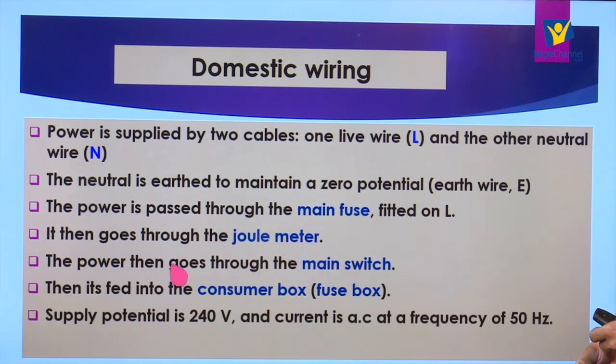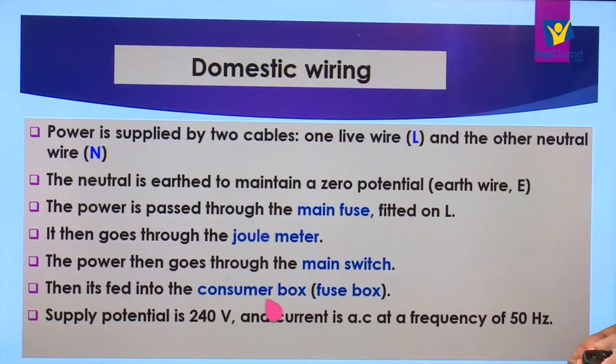After the main switch, the power gets into something else known as the consumer's box, or sometimes the fuse box. This is the point where the various circuits are going to be coming from. So the consumer box gives the distribution of power to different circuits within the house. Probably we have the lighting circuit, the ring main circuit, the heater circuit, the cooker circuit. We can have different circuits in the house, and all of them are generated from the consumer's fuse box.